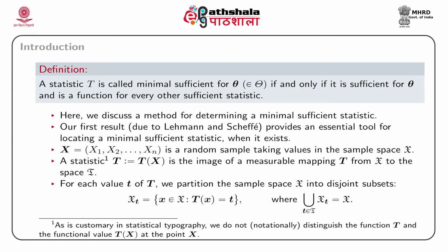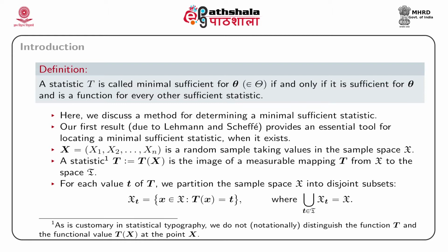The factorization theorem given in module 7 enables us to check whether a given statistic, real or vector valued, is sufficient or not. However, it does not provide us any method to obtain the sufficient statistic which will allow maximum possible reduction of data. In the present module, we shall provide a method for determining a minimal sufficient statistic.